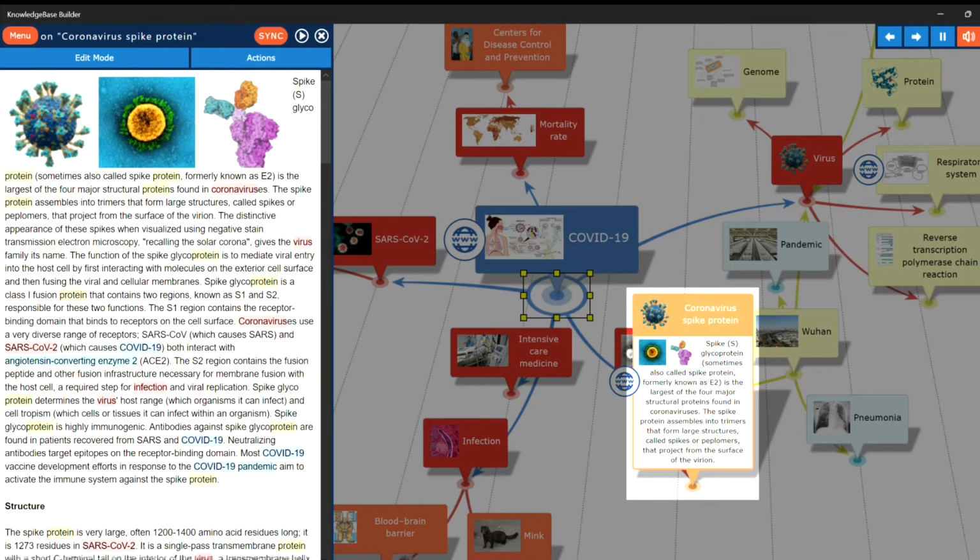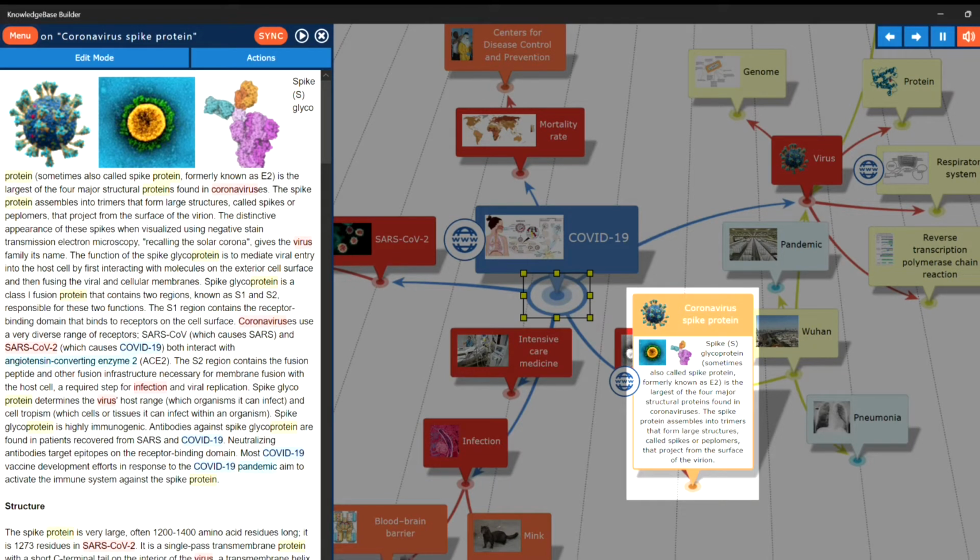Coronavirus spike protein. Spike, S, glycoprotein, sometimes also called spike protein, formerly known as E2, is the largest of the four major structural proteins found in coronaviruses. The spike protein assembles into trimers that form large structures, called spikes or peplomers, that project from the surface of the virion.